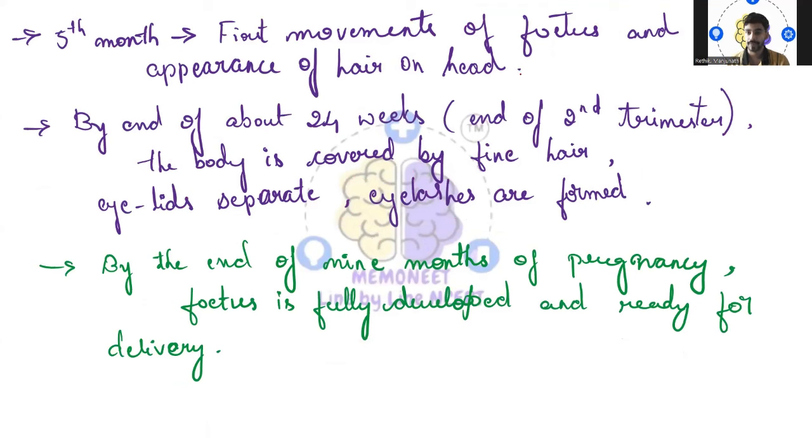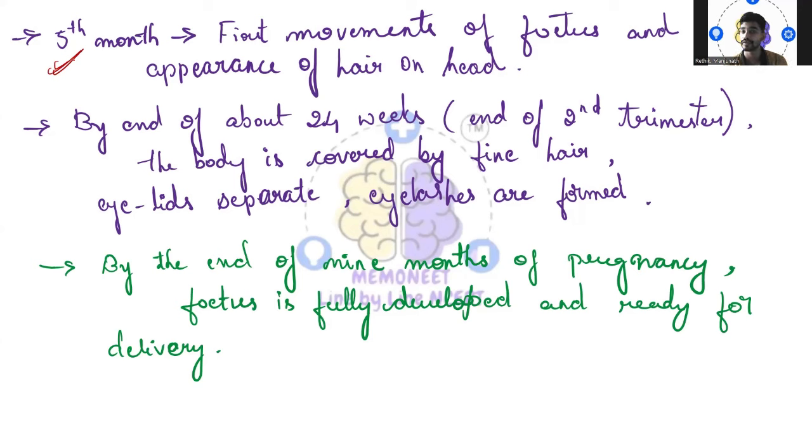Then in the fifth month of the pregnancy, I'm talking about a total of 9 months, what we are going to observe is the first movement of the fetus and the appearance of hair on the head. These things will be observed in the fifth month of the pregnancy.